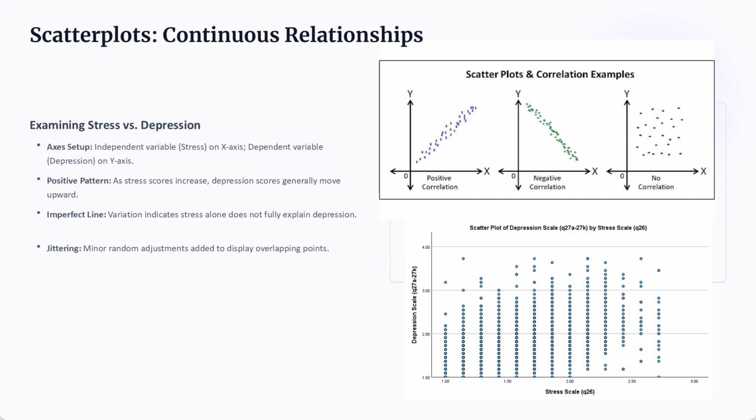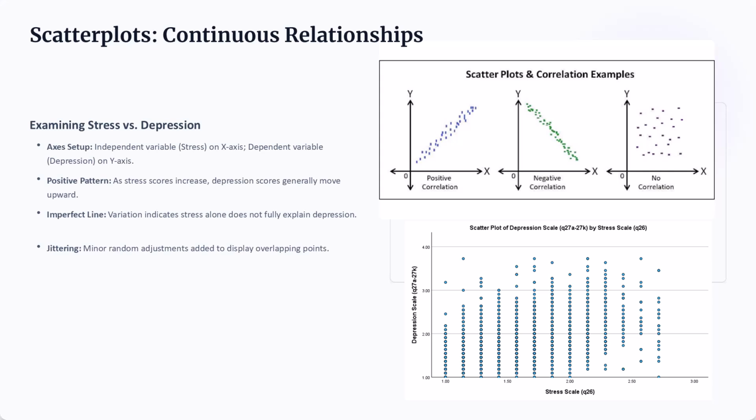Scatter plots represent the ideal visualization tool when examining the relationship between two continuous scale variables. By convention, the independent variable or suspected cause, here the student stress scale, is placed on the horizontal x-axis, while the dependent variable, depression, occupies the vertical y-axis. Each dot represents a single student's combined scores.